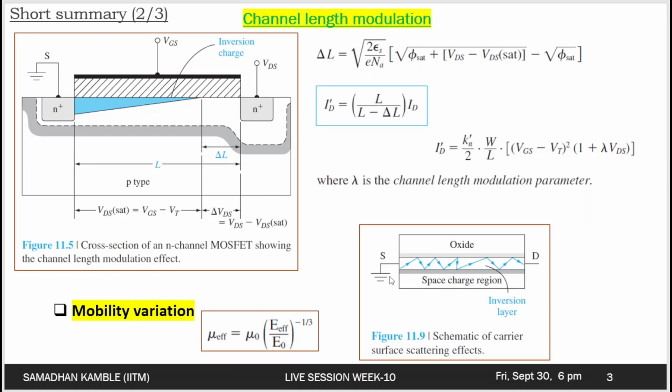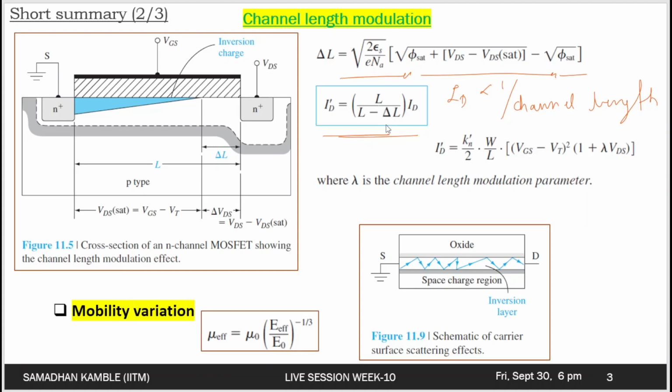So the delta L is given by this particular relation in terms of different parameters. And since the drain current is inversely proportional to the channel length, we may write ID prime as this particular relation. ID prime is equal to L by L minus delta L times the original drain current, that is ID.